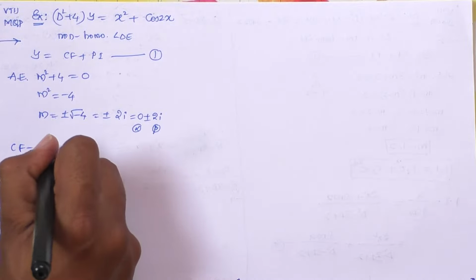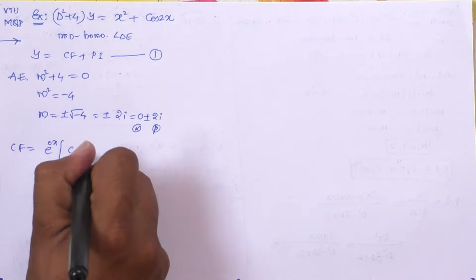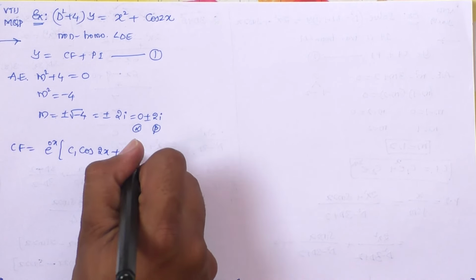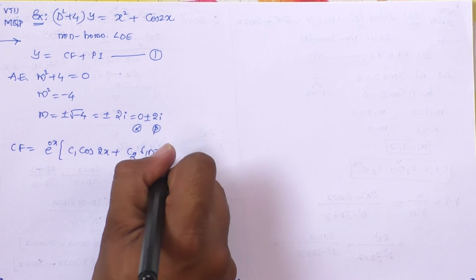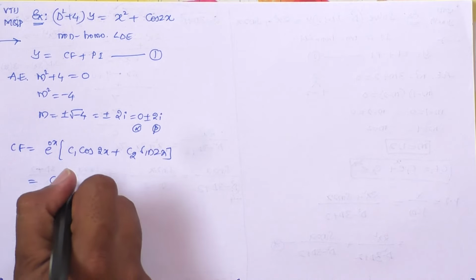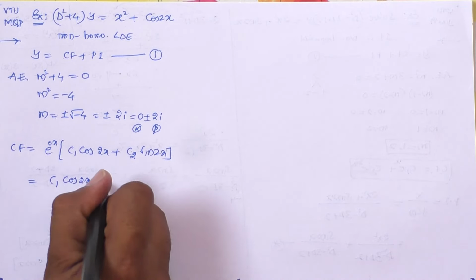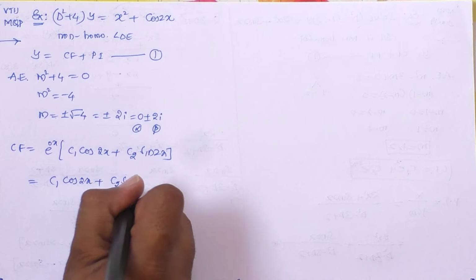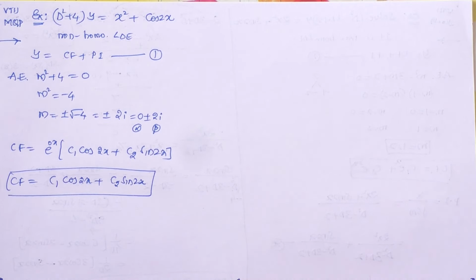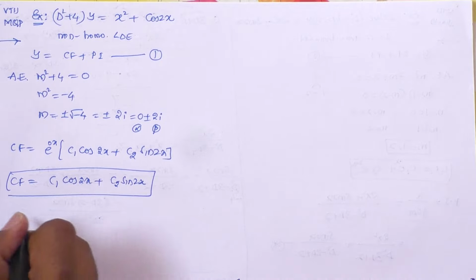e raised to alpha x, that is e raised to 0x, times c1 cos beta x, that is cos 2x, plus c2 sin 2x. But e raised to 0 is 1. So c1 cos 2x plus c2 sin 2x. So this is the CF. So now let us find out PI.